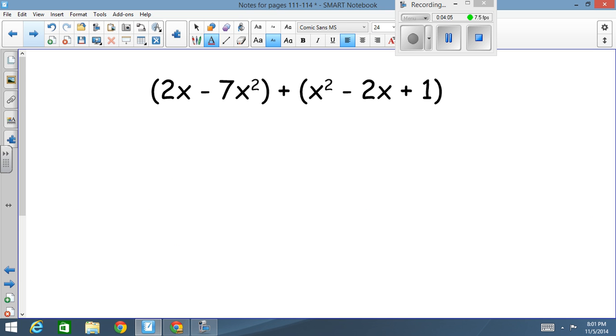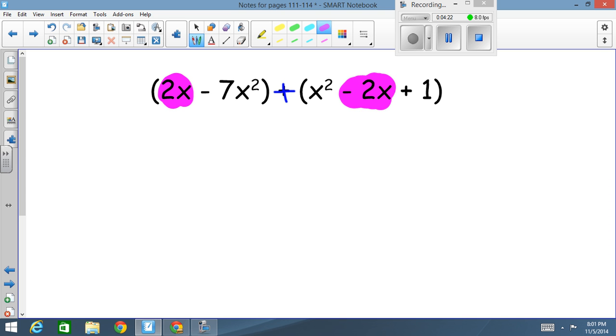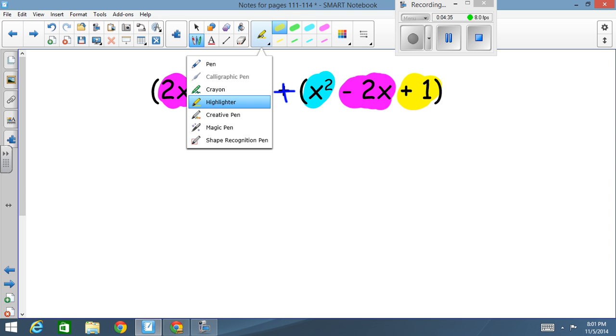So, let's do another one of these. Once again, make note that there is a plus in between, right here. Because it's addition, I can just go ahead and combine the like terms. The parentheses really don't matter. I see a 2x and a minus 2x, I see a negative 7x squareds and a positive 1x squared, and then I see a positive 1 over here, doesn't have any constants to combine with. So let's get our combine on.